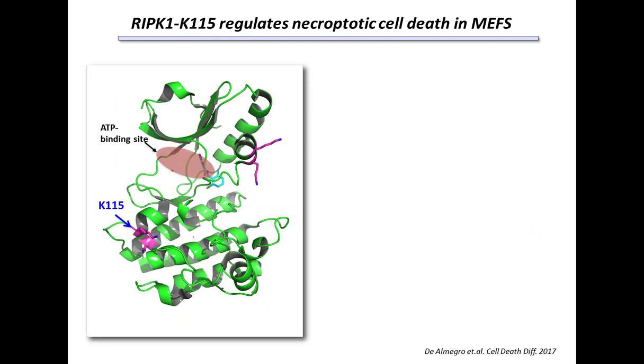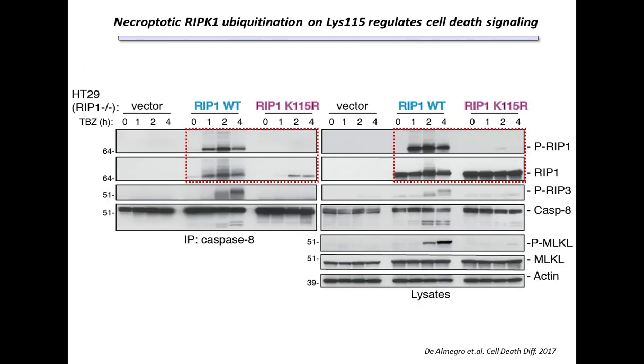Now, it turns out that this lysine 115 site lies in the kinase domain, but just outside of the active site. Donovan's group went about making mutants of RIP kinase 1. This is a lysine 115 to arginine mutation. And there's a couple of really interesting patterns of behavior that we see with proteins that lack this lysine 115 ubiquitin acceptor site.